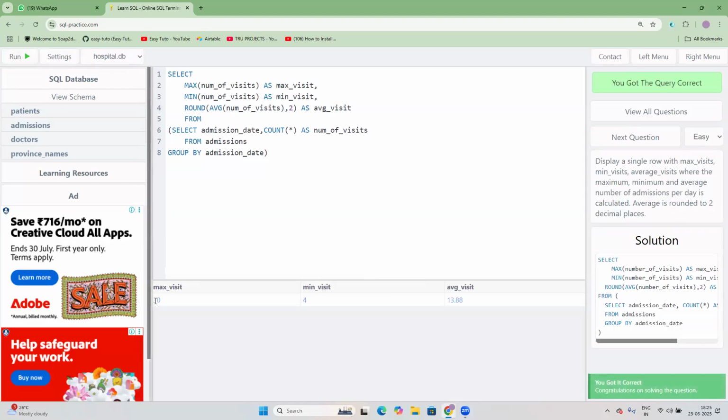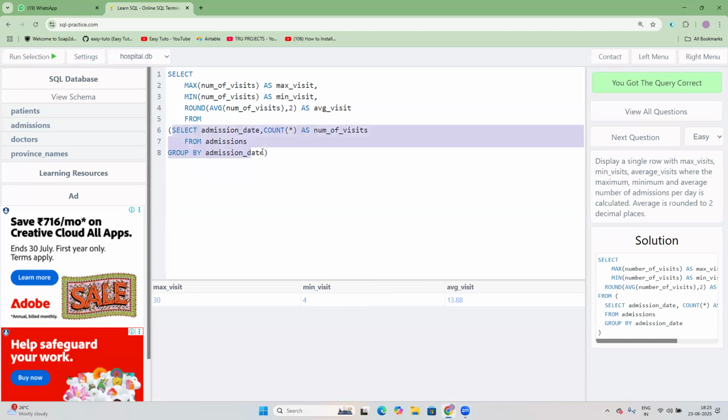See, max 30, correct answer, right? Min 4, on an average 13.88. Understood everyone how to do queries like this? Anyone, any confusion? Okay, clear. Okay, cool.